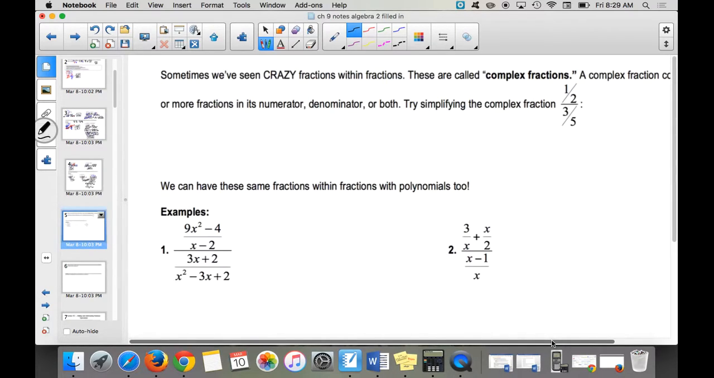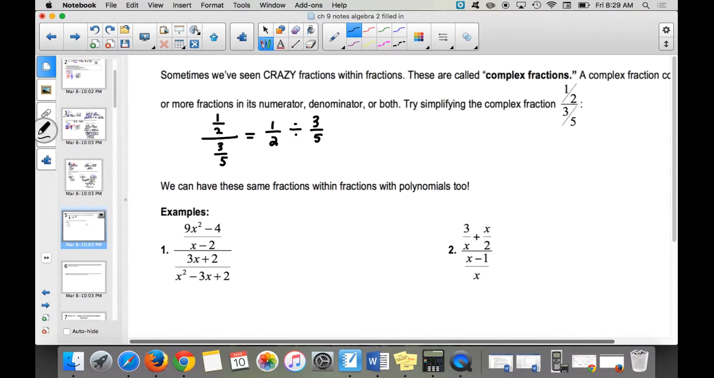So it says try simplifying the complex fraction. So if you have 1/2 divided by 3/5, so I just read that like this, 1/2 divided by 3/5. So the division sign with the 2 dots in the line, that's called an obelus. That's simple. So I have 1/2 divided by 3/5.